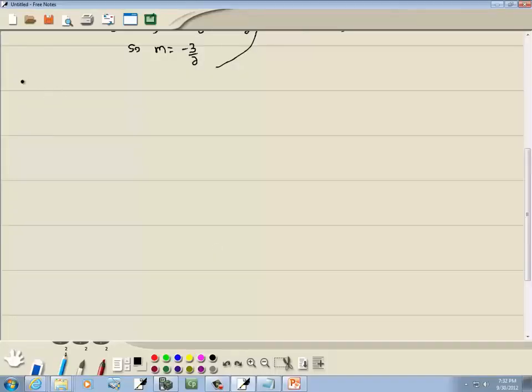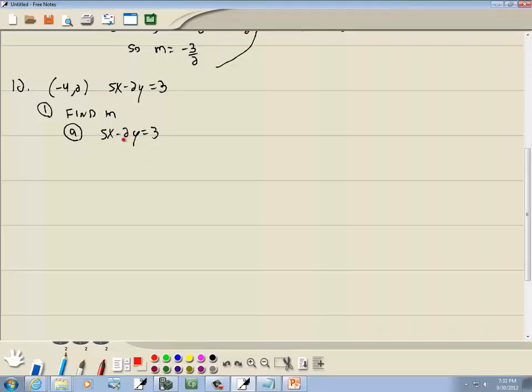One more problem. We got (-4, 2), and 5x minus 2y is equal to 3. Okay, first step is to find m. Well, again, remember we write the given line in slope-intercept form. So we're going to take our 5x minus 2y equals 3 and solve for y. So I'll take -2y to the right side. I'll take 3 to the left. Anytime you take anything across your equals, your sign changes. So that becomes 5x minus 3 is equal to 2y. Want to get y by itself, so we're going to divide everything by 2. So divide the 5 by 2, the -3 divided by 2, and the 2 by 2. Those cancel. And we get 5/2 x minus 3/2 equals y.